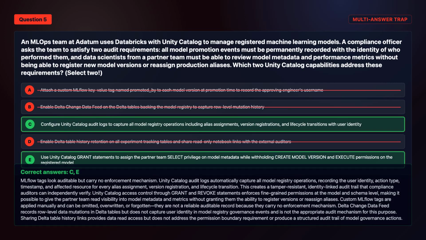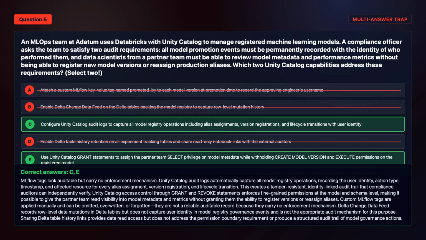The correct answers are option C and option E. MLflow tags look auditable but carry no enforcement mechanism. Unity Catalog audit logs automatically capture all model registry operations, recording the user identity, action type, timestamp, and affected resource for every alias assignment, version registration, and lifecycle transition. This creates a tamper-resistant, identity-linked audit trail that compliance auditors can independently verify.